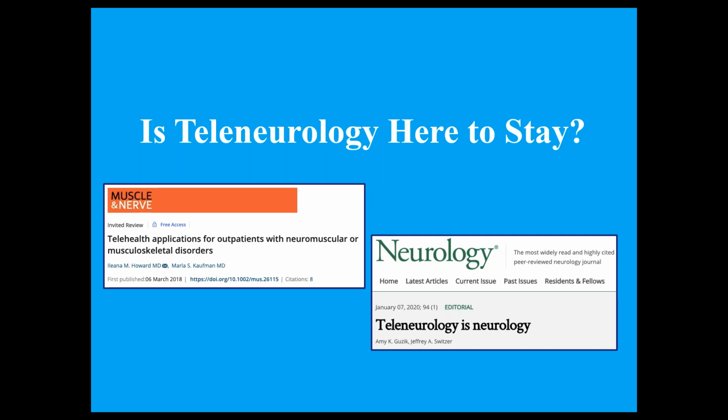The article on the left was published in a journal called Muscle and Nerve, which is really one of the preeminent medical journals for providers in the neuromuscular field, which includes neuropathy. And this kind of just shows you how detailed the academic approach to using this technology for specific types of disorders is. So this was an article that was first published in March of 2018, called Telehealth Applications for Outpatients with Neuromuscular or Musculoskeletal Disorders.